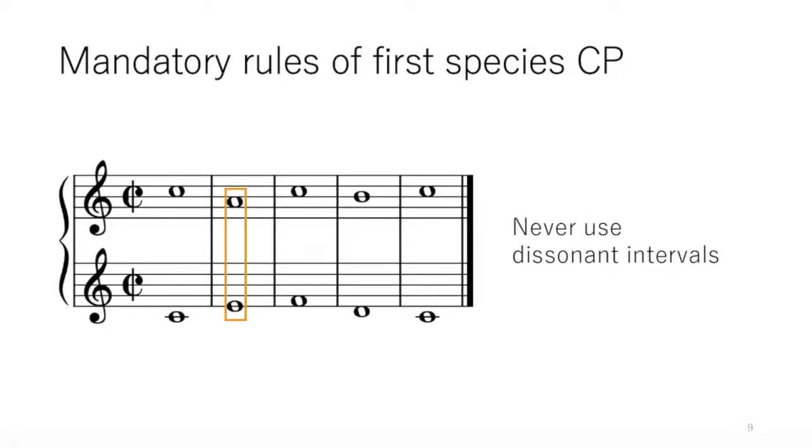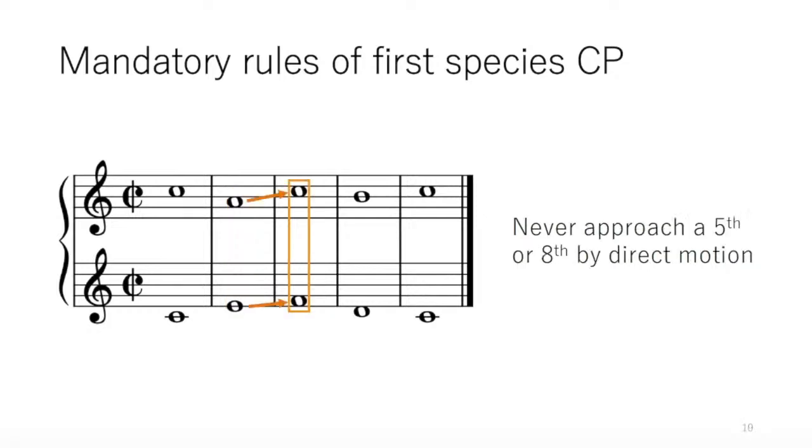The first problem is that it uses a fourth interval, which is considered dissonant. In first species counterpoint, dissonant intervals cannot be used anywhere in the composition. The second problem is that it has a direct fifth, that is, a fifth interval that appears in a context where the two voices move in the same direction. In counterpoint composition, direct fifth and octave are strictly prohibited.